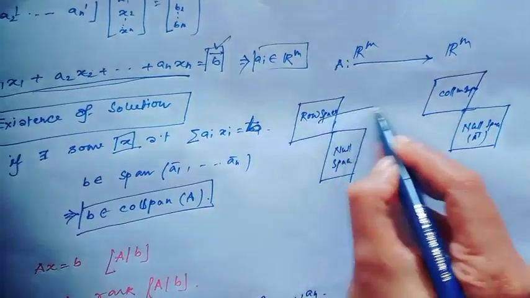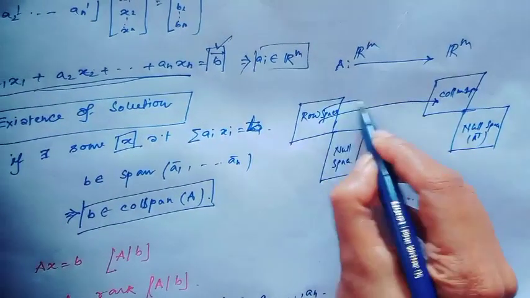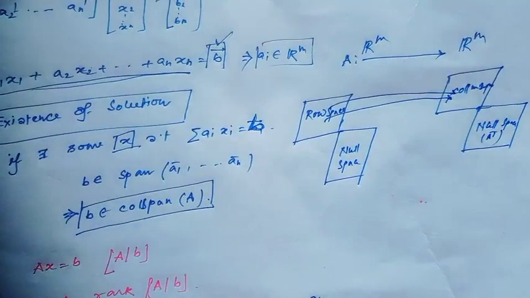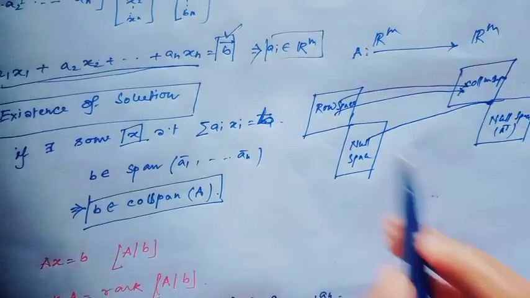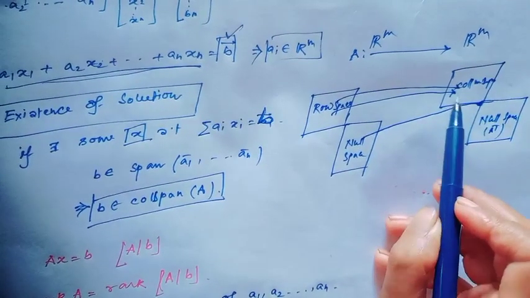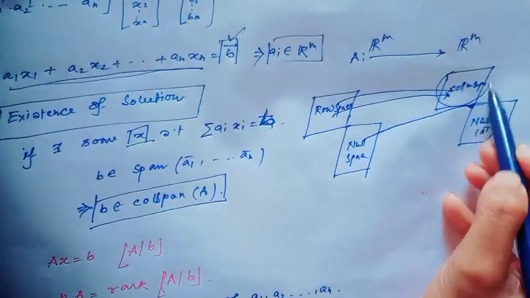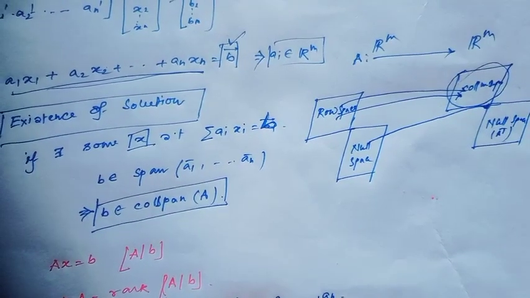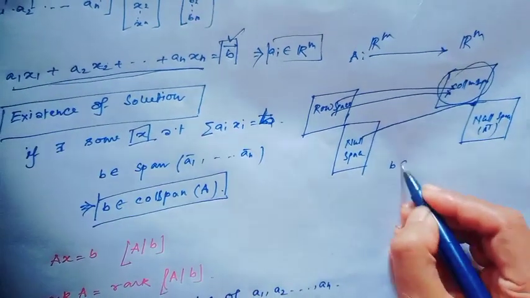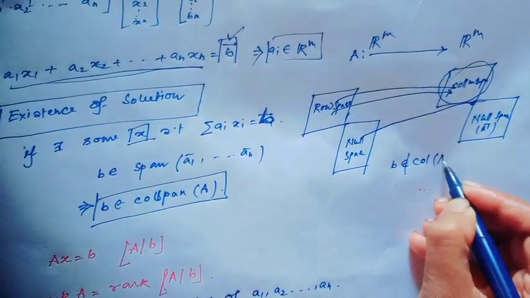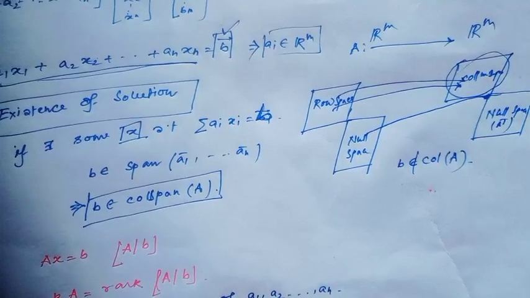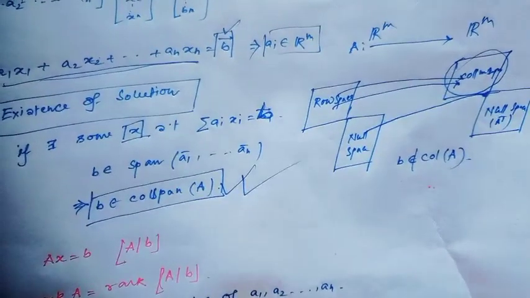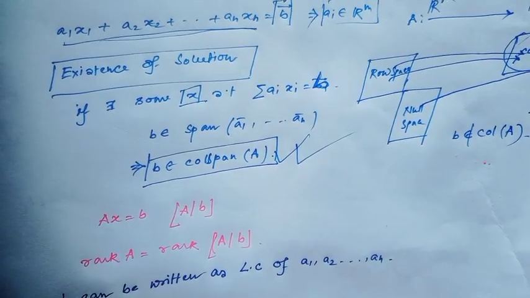The row space always maps to the column space, and the null space maps only to the zero vector. Okay? When there exists a solution, that means B belongs to this column space. But if there exists no solution, that means B does not belong to the column space of the matrix A. And if there exists a solution, then B belongs to the column space of the matrix A. And we all know the solution may be unique or may be infinite.